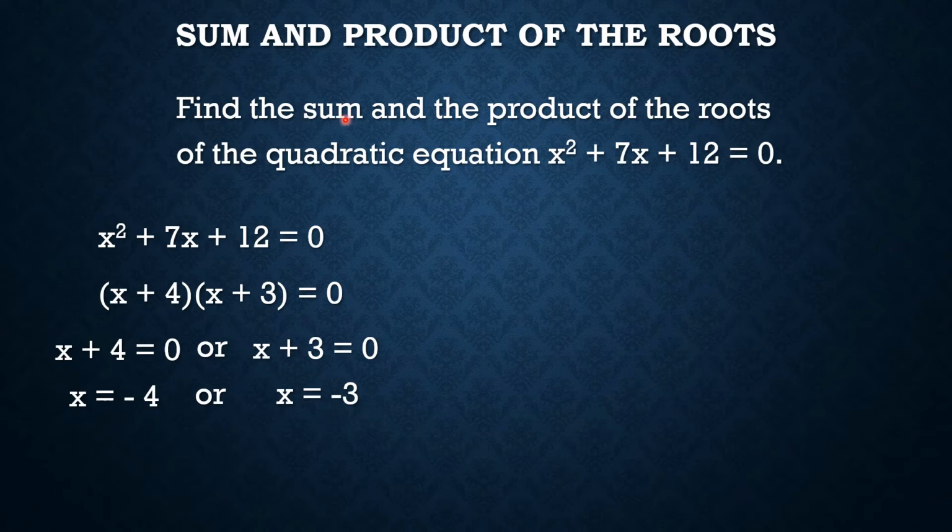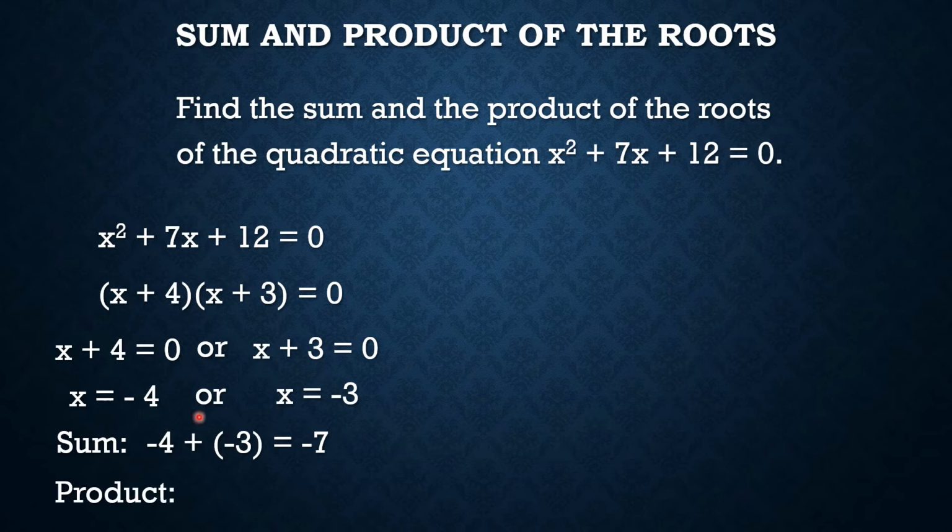We can now find the sum by simply adding these roots. So negative 4 plus negative 3 is equal to negative 7. Therefore, the sum of the roots is negative 7. To solve for the product, we simply have to multiply them. So negative 4 times negative 3 is positive 12. So therefore, the product of the roots is positive 12.